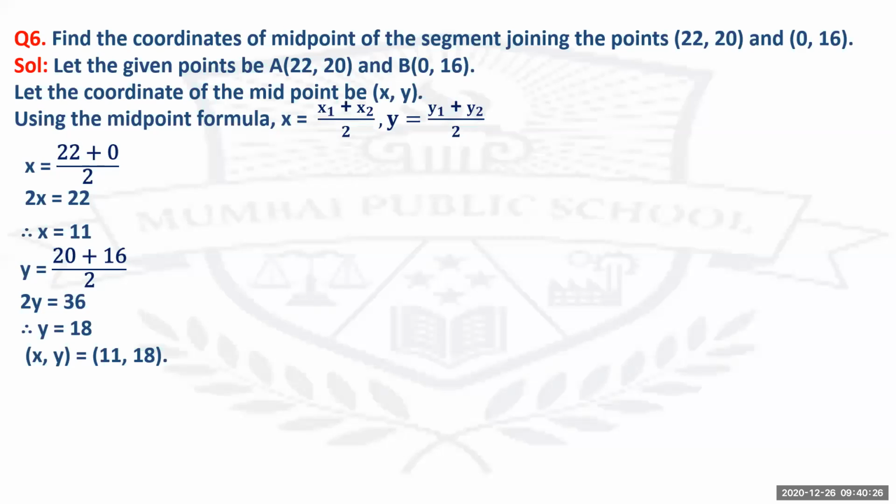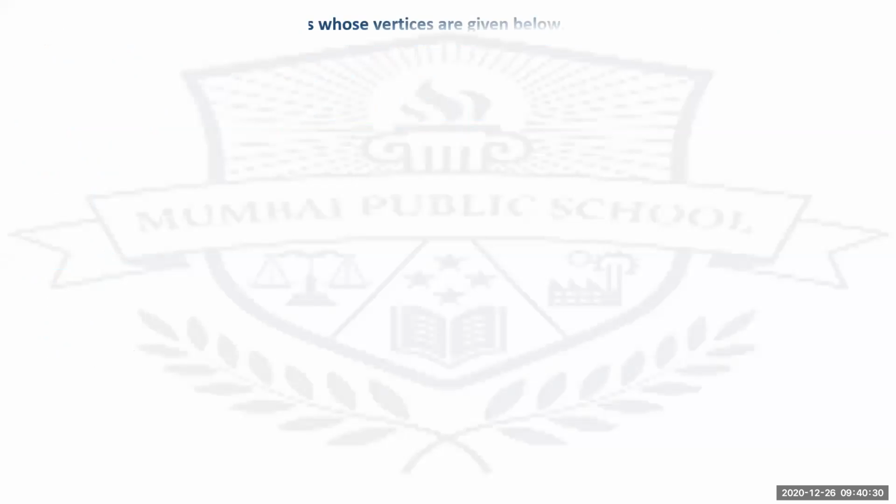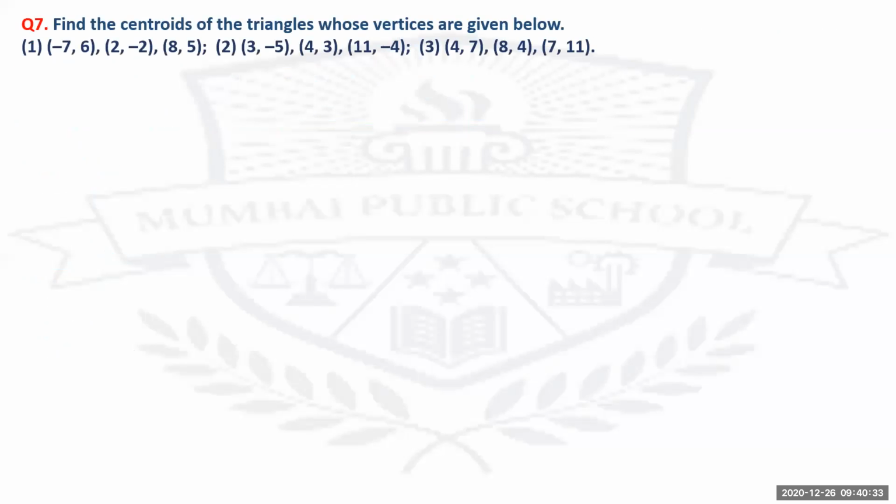Done with this, students? We'll move to the next question. Now, find the centroids of the triangles whose vertices are given below. Now, this is again one more easy question. And now you have to just remember the formulas. You have to learn the formulas by heart. You have to mug up all the formulas, because without the help of these formulas, this chapter will go difficult. And formulas are also really very easy.